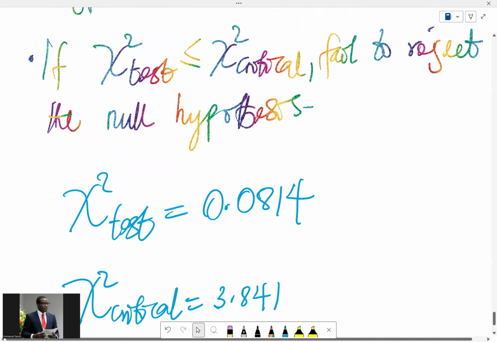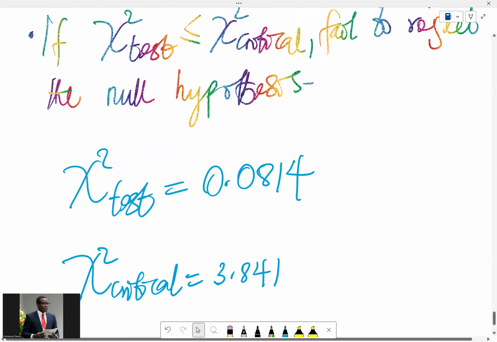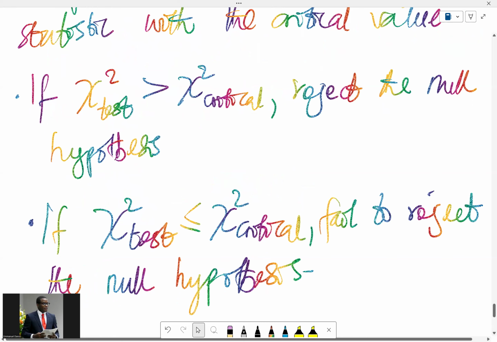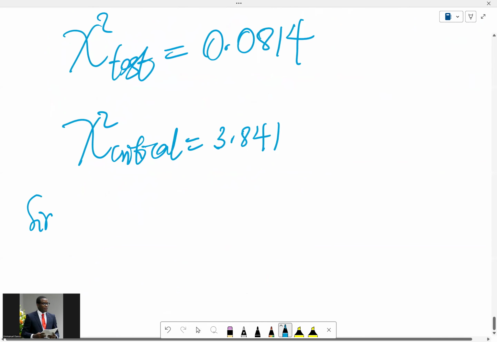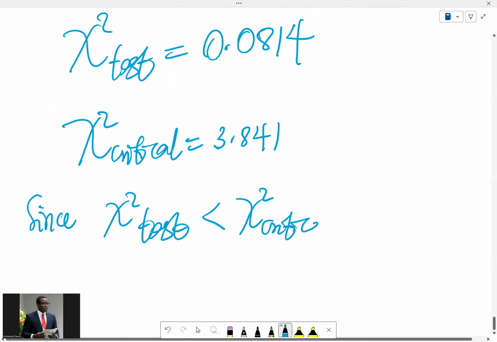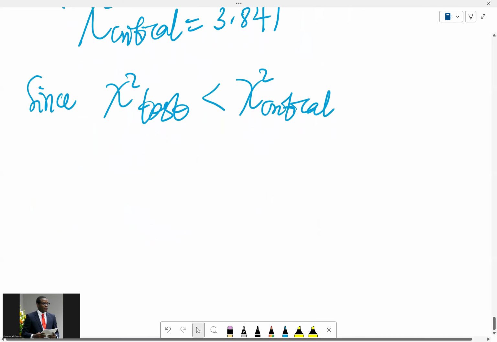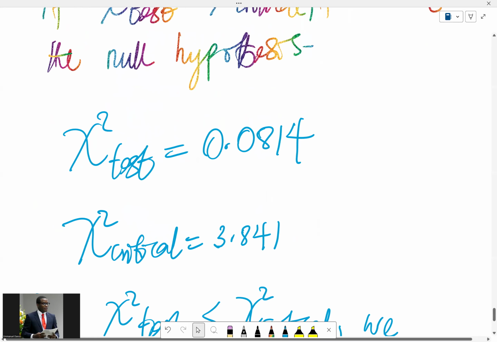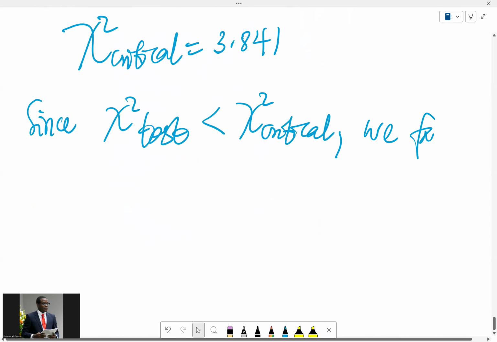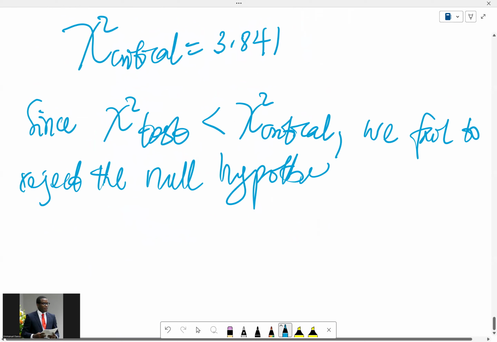So, what is the decision rule? The chi-square test is clearly less than the chi-square critical. So it falls in the second category. So we do not reject the null hypothesis. That's we accept the null hypothesis. So we can say that since chi-square test is less than chi-square critical, we fail to reject the null hypothesis.